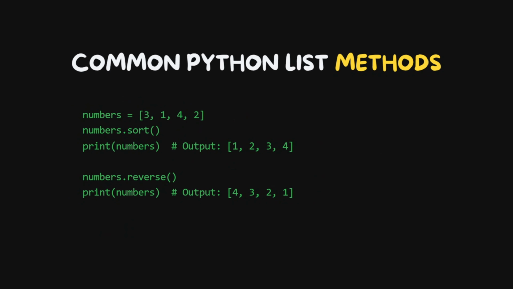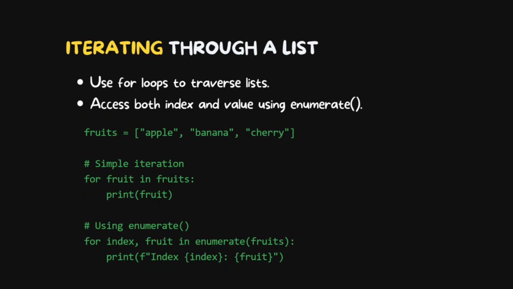The next method is sort, which sorts the list. For example, here the list is unsorted, so we will sort the list using the sort method. The output should be sorted like 1, 2, 3 and 4. The next is the reverse method, which will reverse the list. So if the elements are 1, 2, 3, 4, it will reverse, printing backwards, like 4, 3, 2 and 1.